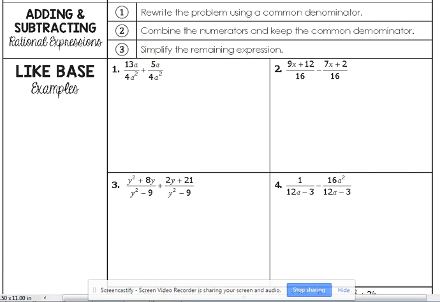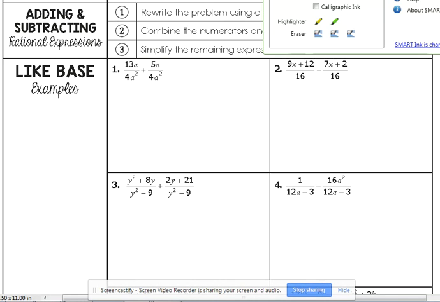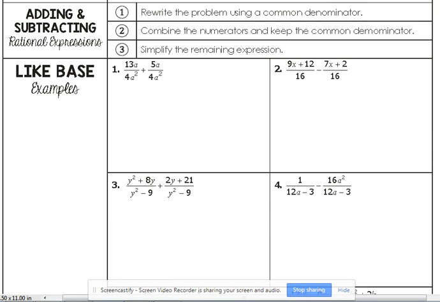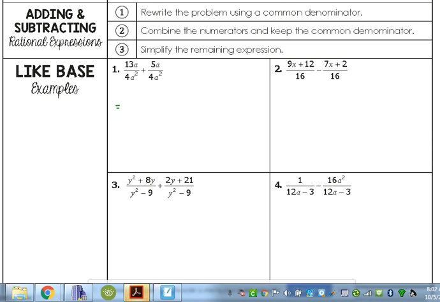So with that first problem right there, they have the same denominator. They both have 4a squared in the denominator. So all we have to do is combine the numerators. My suggestion is just write your denominator down. You've got the same denominator, just write it down. Add the numerators together. 13a plus 5a is 18a. Be careful with that. The a doesn't change because we're adding. We're not multiplying here. We're adding.